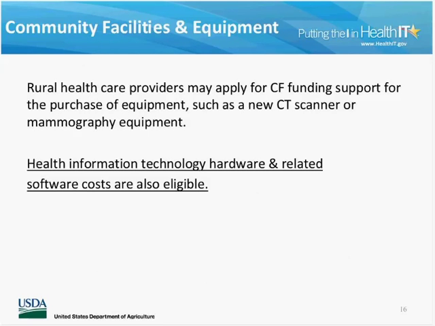Rural health care providers may apply for CF funding support for the purchase of equipment, such as a new CT scanner or for mammography equipment. Health information technology hardware and its related software costs are also eligible. I think it's also important to remember that you're going to have rural development staff working with you side by side to help you complete the application. You don't have to do it alone. You're not doing it in a vacuum. And there's an entire set of people who have tremendous experience in working with hospitals and healthcare institutions on these types of projects to guide you throughout this process.